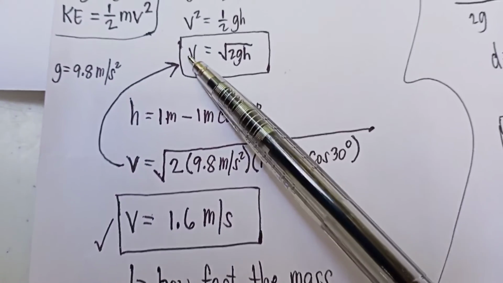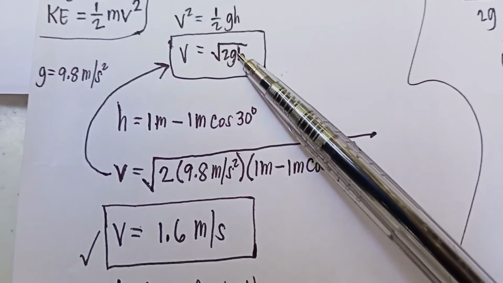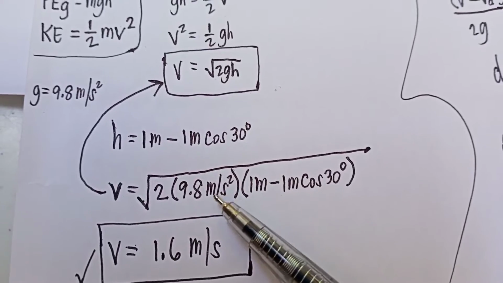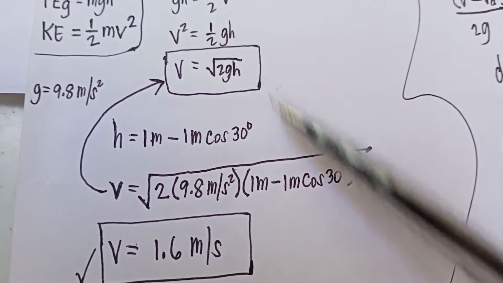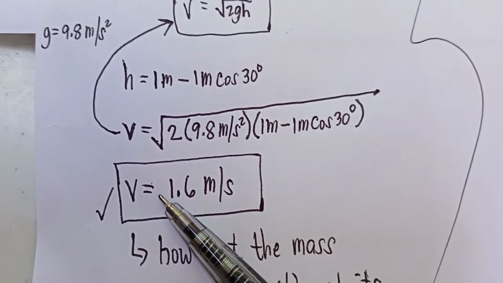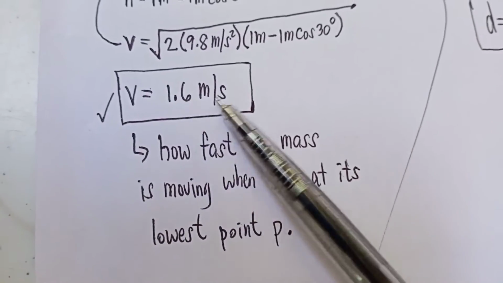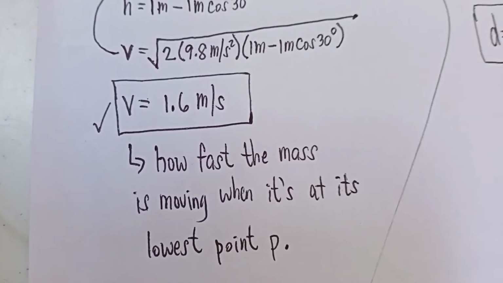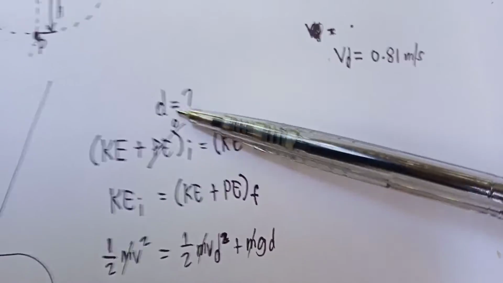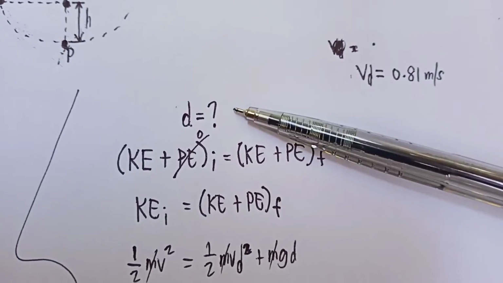So from this formula ato na i-substitute, no? Copy the 2, then substitute the value of g, which is 9.8 meter per second squared, then the value of h, 1 m minus 1 m cosine 30 degrees, then manipulate, then the value of v is equals to 1.6 meter per second. So 1.6 meter per second, this is how fast the mass is moving when it's at its lowest point P. Value sa d, which is vertical. This is the vertical upward displacement of the particle of point P.